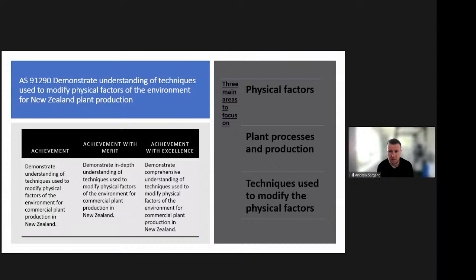Today is the second instalment of the webinars going over the Level 2 AgHort exam. So today we're going over physical factors.